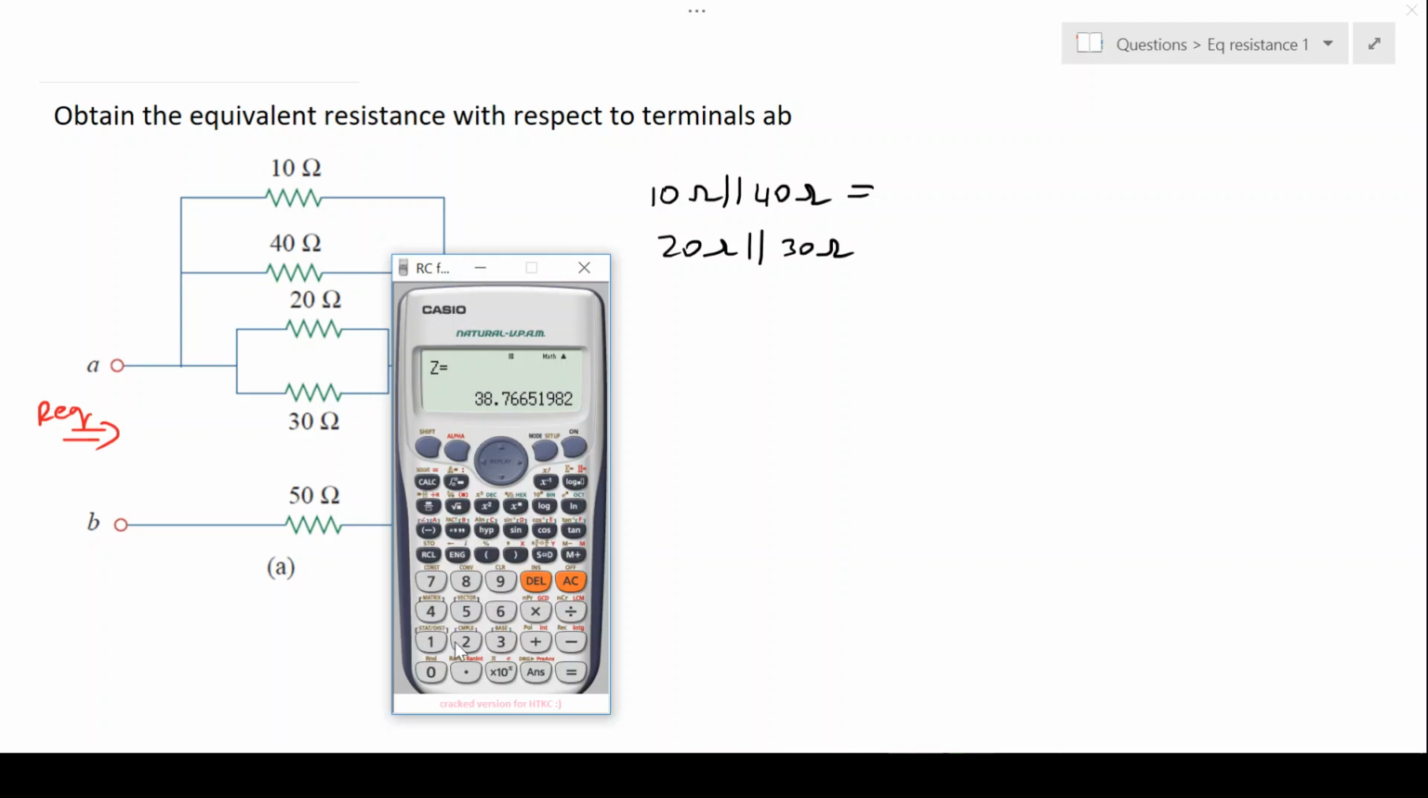So what will that give us? So 10 in parallel with 40 gives us 8 ohms, and 20 in parallel with 30 gives us 12 ohms.